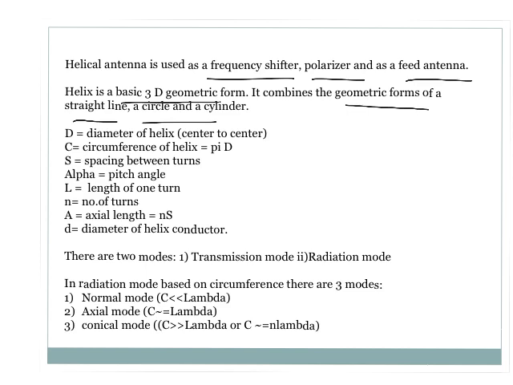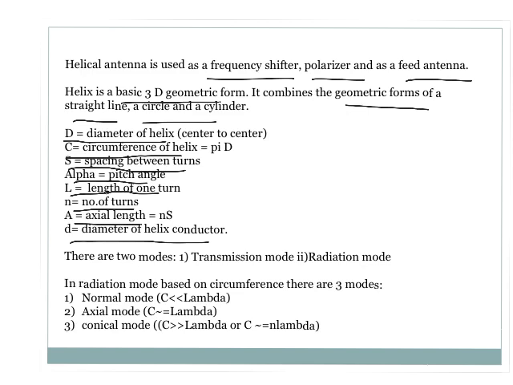As we just discussed, D represents the diameter of the helix from center to center, and C is the circumference of the helix, which is pi D. S is the spacing between the turns, and alpha is the pitch angle. L is the length of one complete turn, and N is the number of turns. A is the axial length, which is N into S. Small d is the diameter of the helix conductor.